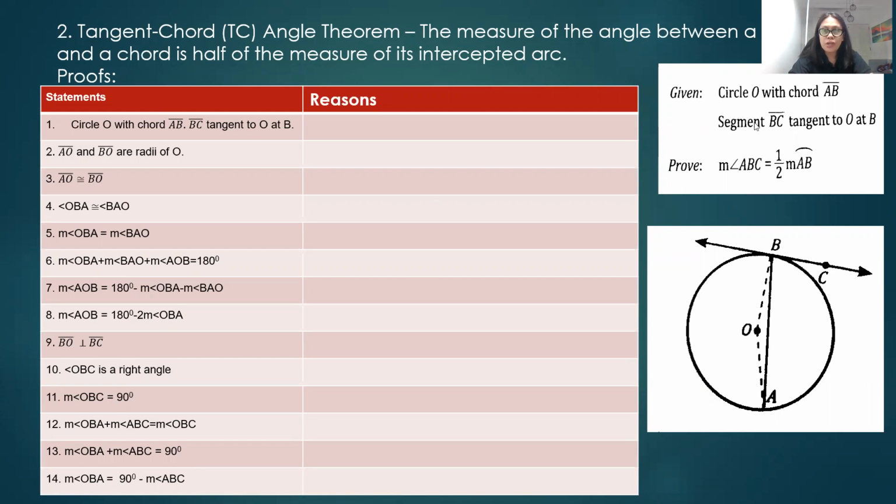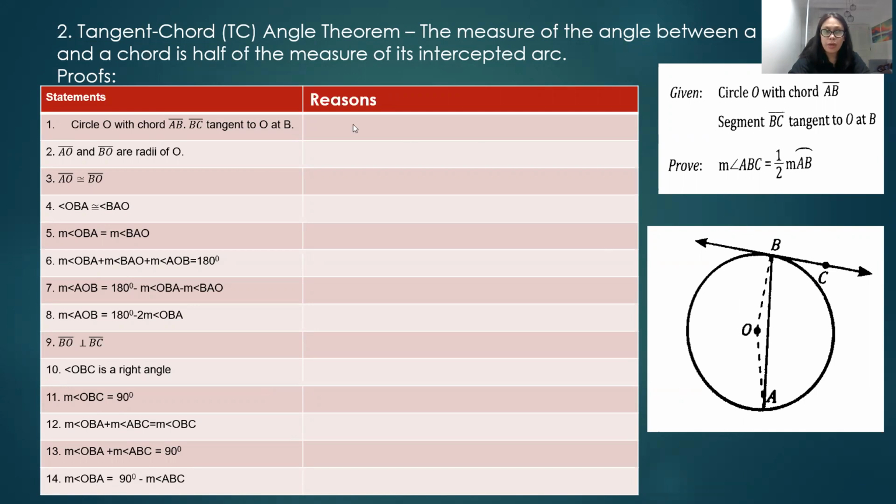Looking at the illustration here, we have circle O with chord AB. Take note that AB is just a chord. This is not a diameter since it does not pass through the center O. And this has segment BC, segment BC is tangent to O at the point of intersection B, or the point of tangency B. Now we're going to prove that the measure of angle ABC, which is made up of a chord and a tangent line, equals 1/2 of its intercepted arc AB.